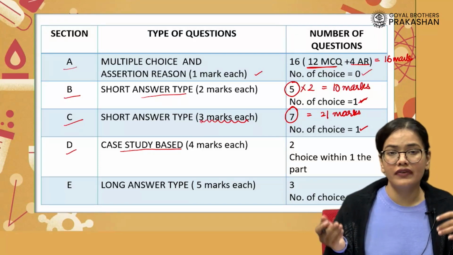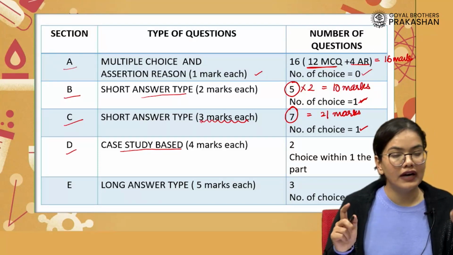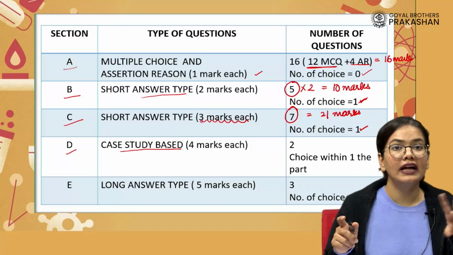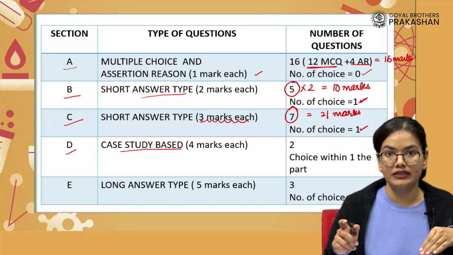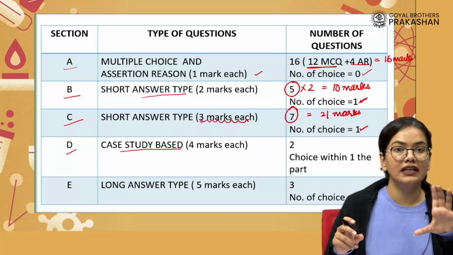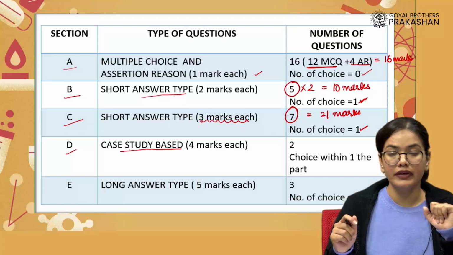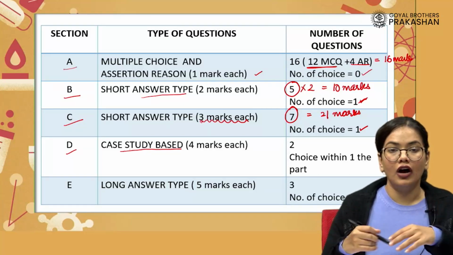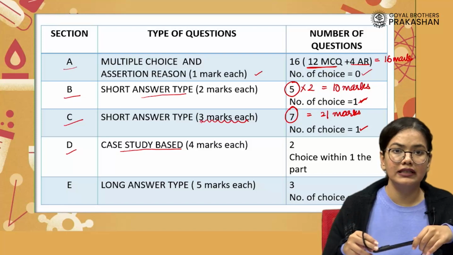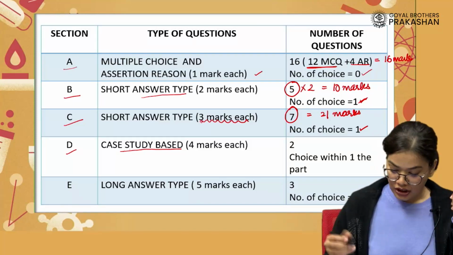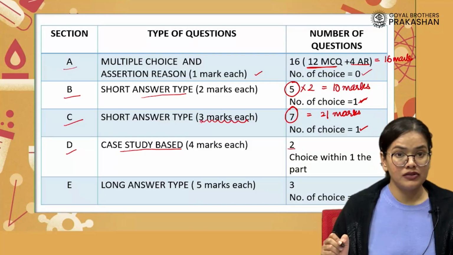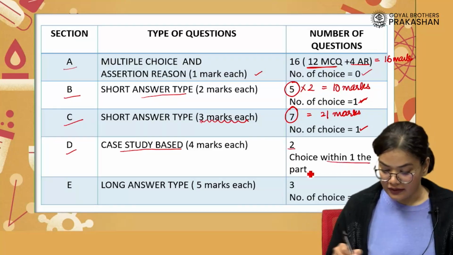There could be a case where they give you 2 questions. 1 case study might carry 2 questions and 2 marks per question. So that makes 1 case study a 4 marker. Okay. So you need to see that thing, how many marks are allocated, that has been clearly given in the paper also. So you have total 2 case study based questions and choice within 1 part.